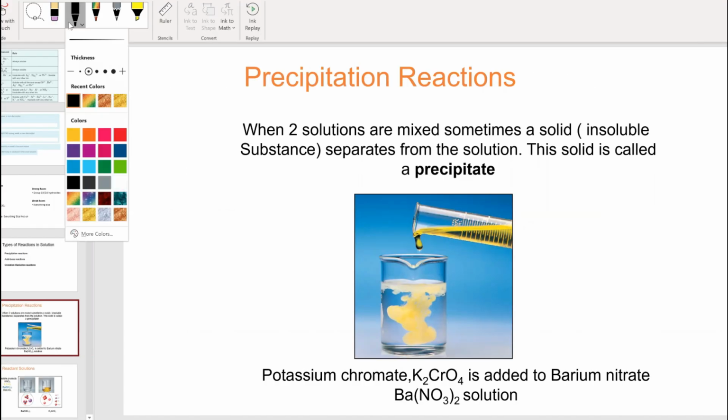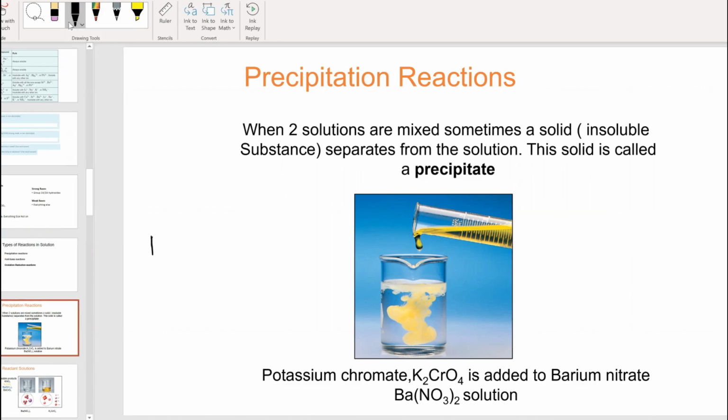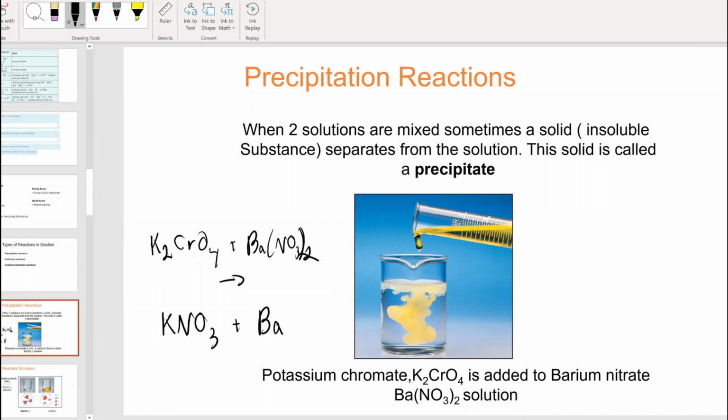So this reaction, potassium chromate is added to barium nitrate. So we have K2CrO4 plus Ba(NO3)2 is going to yield. So what happens with this reaction is the cations will switch, or the anions will switch, however you want to look at it. And you'll end up with KNO3 plus barium chromate.